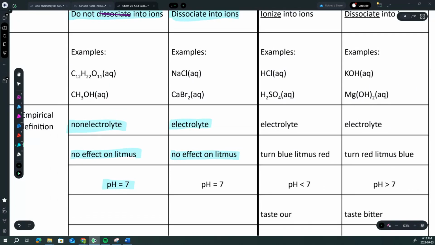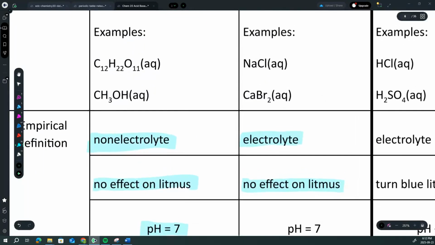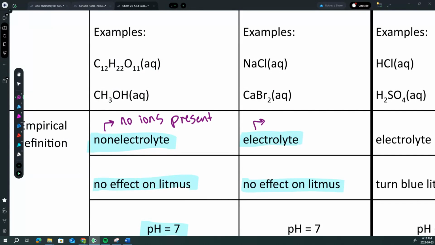they will have no effect on litmus paper. The whole point of litmus paper is to tell you if a solution is acidic or basic, and if neither the blue litmus paper nor the red litmus paper changes color, so it has no effect, then that tells you that your solution is neutral. And as a quick reminder, non-electrolyte means no ions are present, whereas electrolyte means that ions are present.